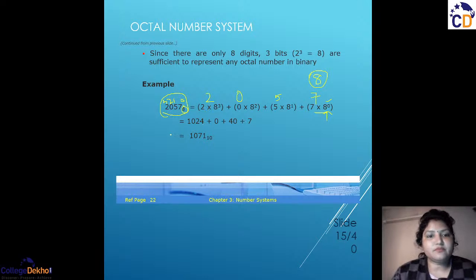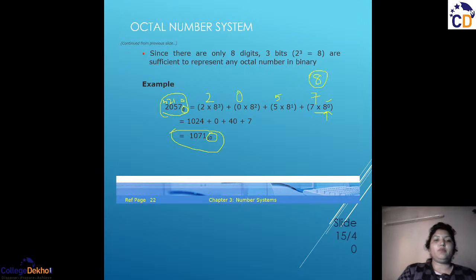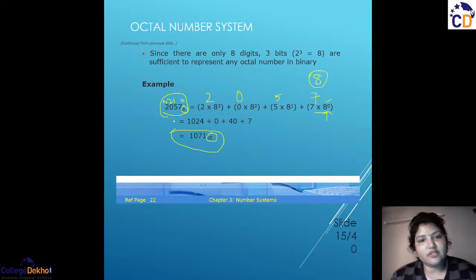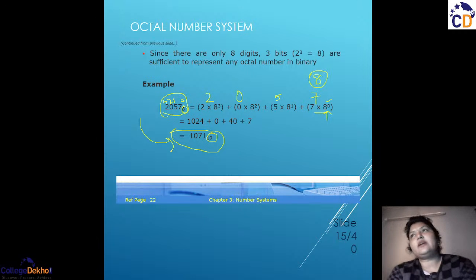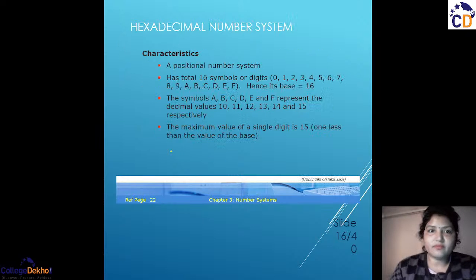Then we get a decimal number. So obviously 10 is representing the decimal number, right? This is how we have converted the octal number into a decimal number, right? So this is basically how the number system works.